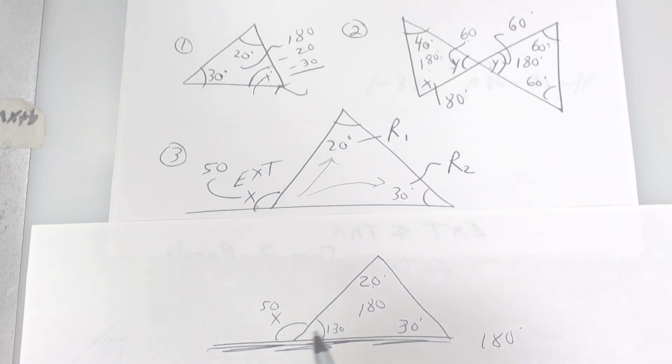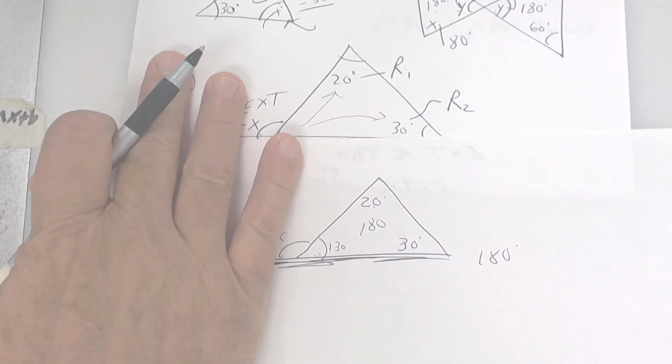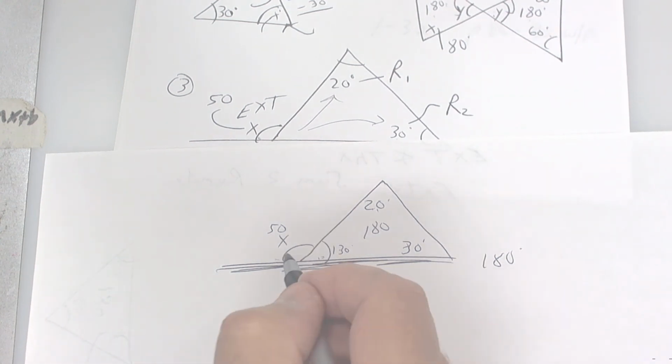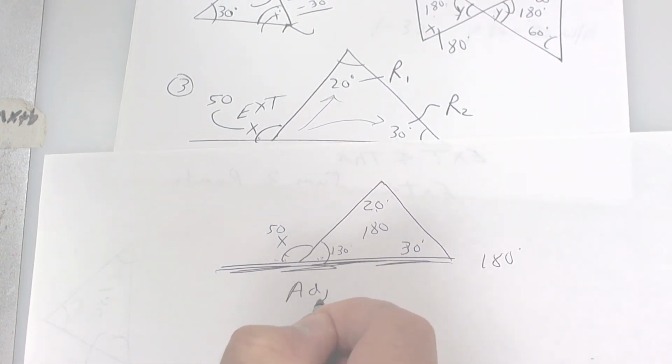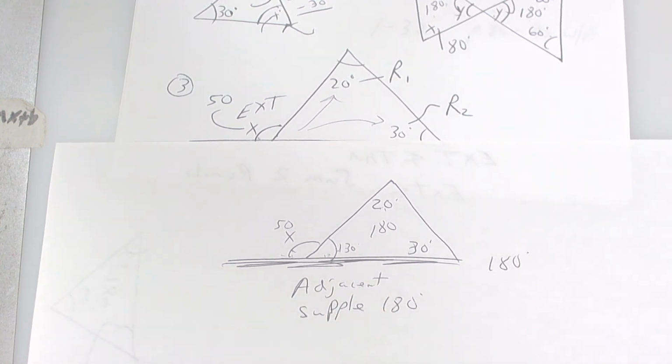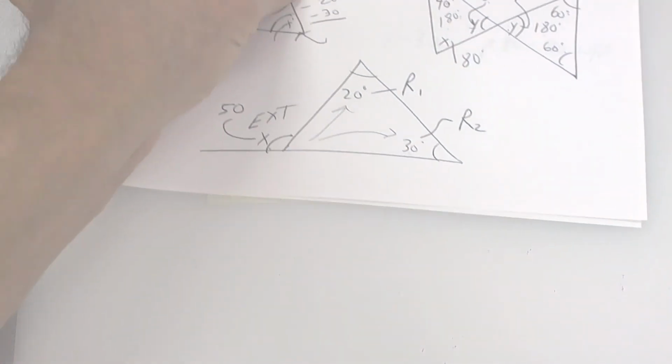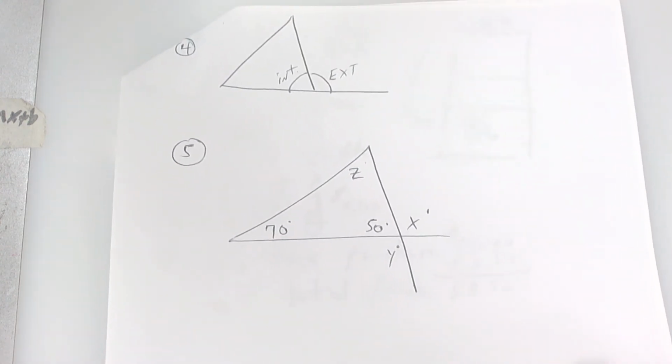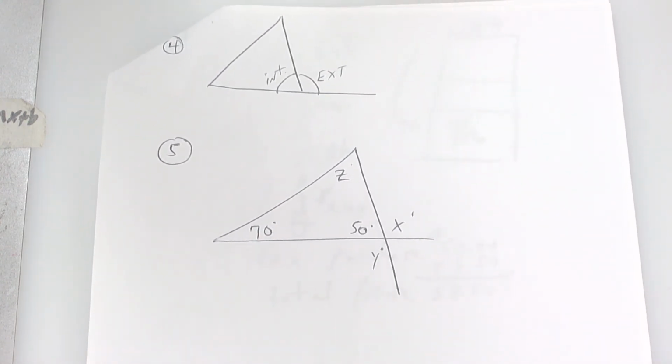Okay, and these are called adjacent and supplementary. Make sure you know that. Adjacent and supplementary. When they're side by side, they are adjacent, write that down, and supplementary. And supplementary means they add up to 180. All right, keep paying attention. Okay, draw those two diagrams.